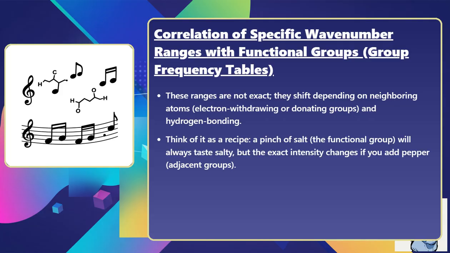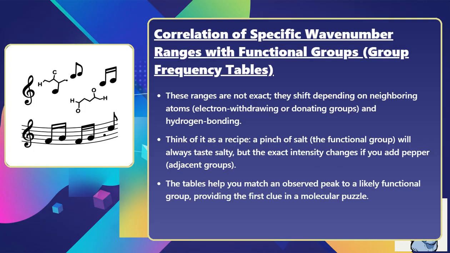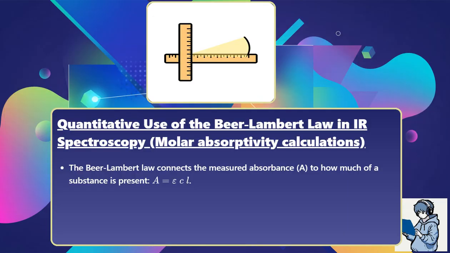Think of it as a recipe. A pinch of salt, the functional group, will always taste salty, but the exact intensity changes if you add pepper, adjacent groups. The tables help you match an observed peak to a likely functional group, providing the first clue in a molecular puzzle. The Beer-Lambert law connects the measured absorbance A to how much of a substance is present.